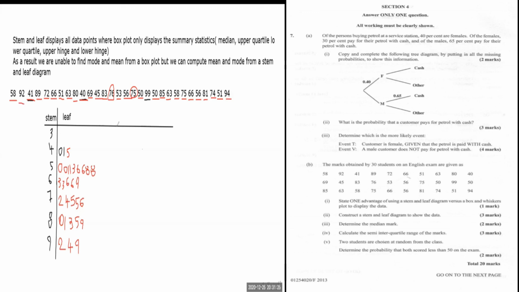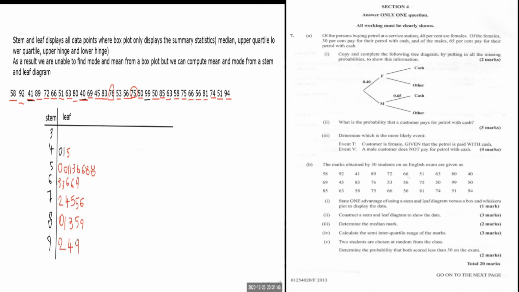That's that. This should be 30 grades. Just check it. 1, 2, 3, 4, 5, 6, 7, 8, 9, 10, 11, 12, 13, 14, 15, 16, 17, 18, 19, 20, 21, 22, 23, 24, 25, 26, 27, 28, 29, 30. So we're good. 30. So that's the stem and leaf.